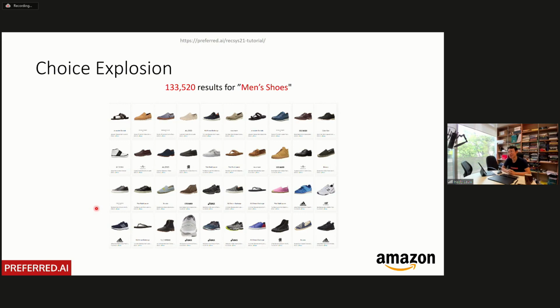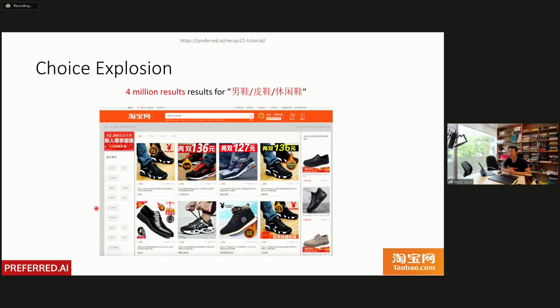This is just the query results for men's shoes on Amazon. There's like 100 over 1,000. And if we even look at some of the bigger e-commerce markets, like Taobao in China, it can easily throw out 4 million results, for example. And that is an issue if there had not been recommender systems.